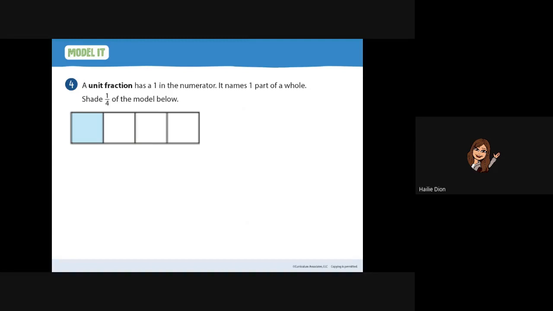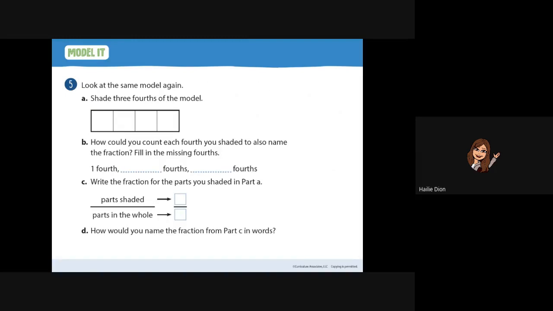That way you can work through it on your own and then go and check your work with me. So let's look at this same fraction bar. This one says to shade 3/4 of the model. On this last slide, we shaded in 1/4. Now we need to shade in 3/4.